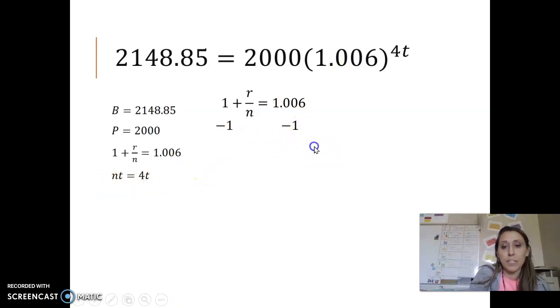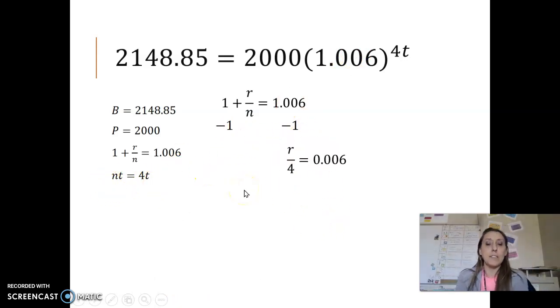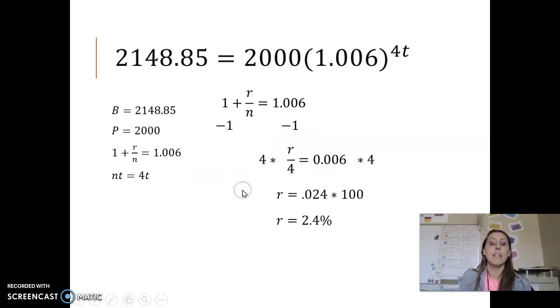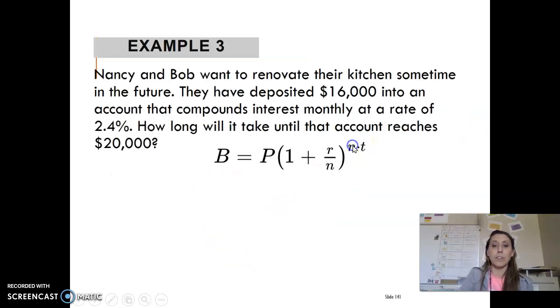So we subtract 1 from each side. And then we know our N is 4. We multiply each side by 4. And we get that R is equal to 2.4%. So go ahead and get that in your notes and make sure that is something you know how to do. But again, this is going to be solving for the rate in a compound interest.